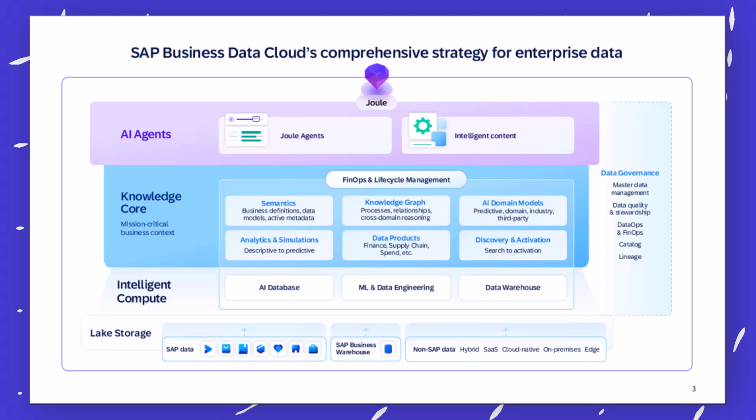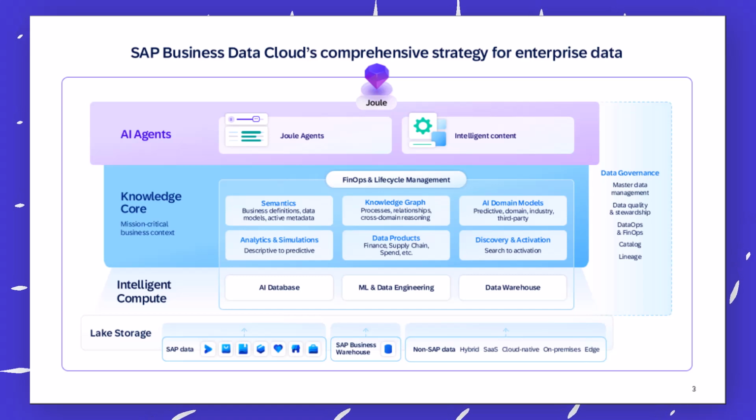Now coming to the knowledge core. Knowledge core has different capabilities such as semantics, knowledge graph, data products, analytics and simulations. Now coming to the semantics. Semantics defines how metrics and KPIs are interpreted. It contains business definitions, business models, and active metadata as part of the semantics.